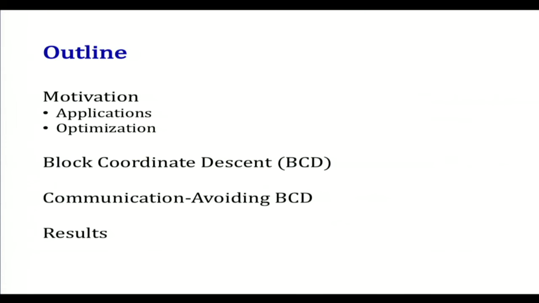OK, so let me start off with reminding you about where machine learning starts in terms of application areas. And then we'll look at the optimization algorithms. And then we'll do a deep dive into block coordinate descent. And then show how you can rederive this algorithm in a different form and get a communication avoiding variant. And of course, it's not just enough to show that this is the case in theory. We've got to show that it's scalable in practice. So there are some results on that.